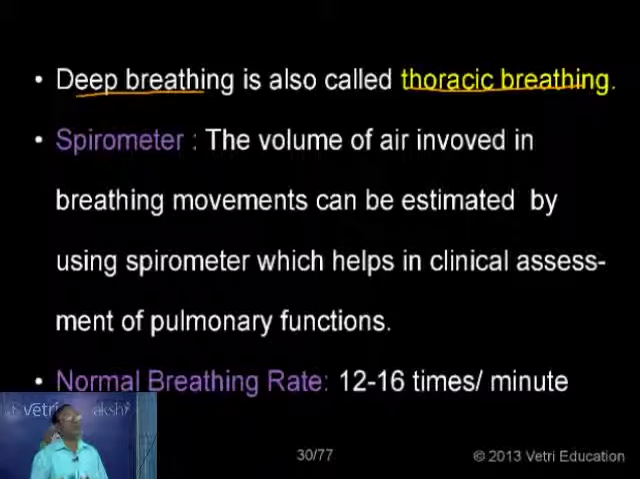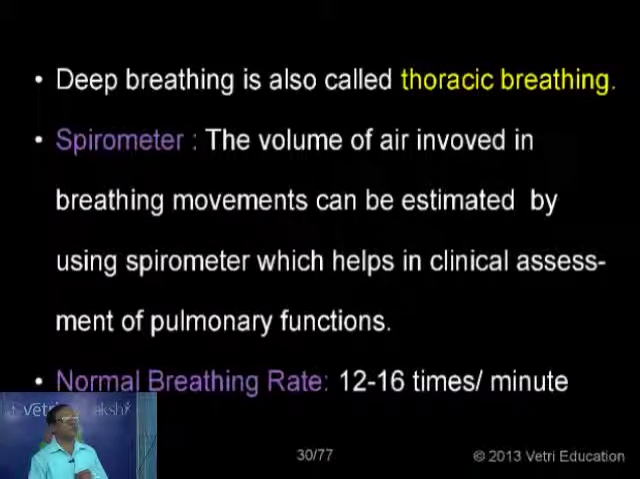Now we can also calculate the amount of air that enters the lungs and leaves the lungs during different breathing movements. In the case of cockroaches or insects, we have respiratory openings, and even in the larva of the frog. The respiratory openings in the case of cockroaches are called spiracles or stigmata.